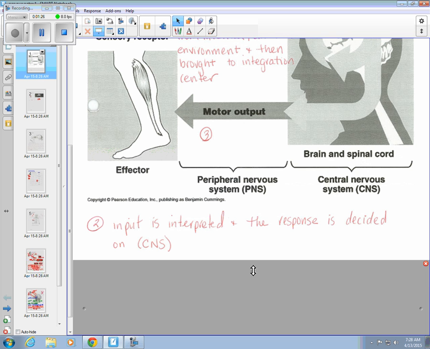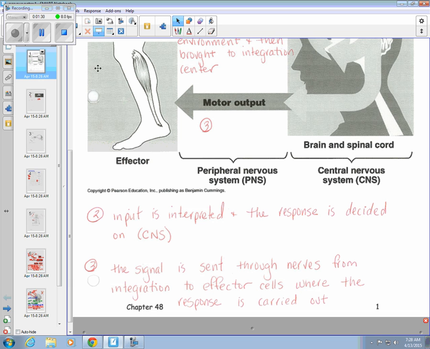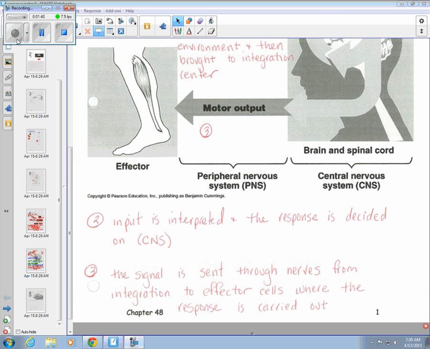And then the third step is going to be that motor output, and this is the signal that's going to be sent to the nerves through the integration center to the effector cells where the response is going to be carried out. You can find those effector cells in muscles, any kind of voluntary muscle, which would help you walk or move your arm or sit up straight. That's where you're going to find those effector muscles or effector nerves.